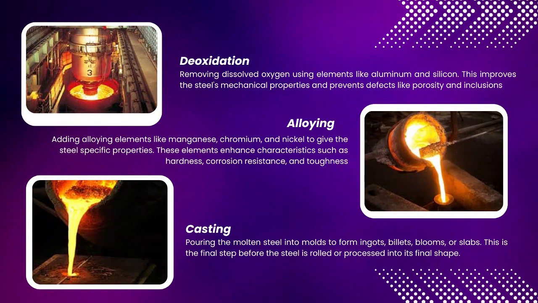Casting, pouring the molten steel into molds to form ingots, billets, blooms, or slabs. This is the final step before the steel is rolled or processed into its final shape. The refined molten steel is poured into molds to solidify into desired shapes like ingots, billets, blooms, or slabs, which are later processed into final products.